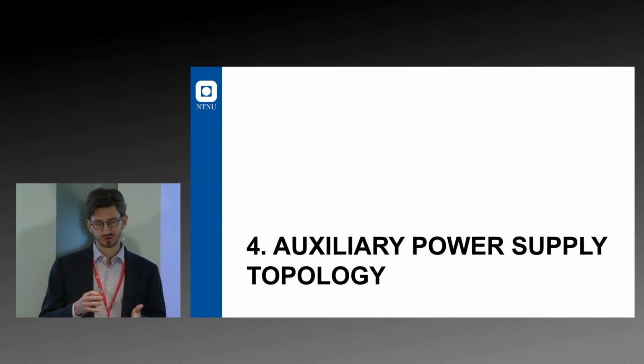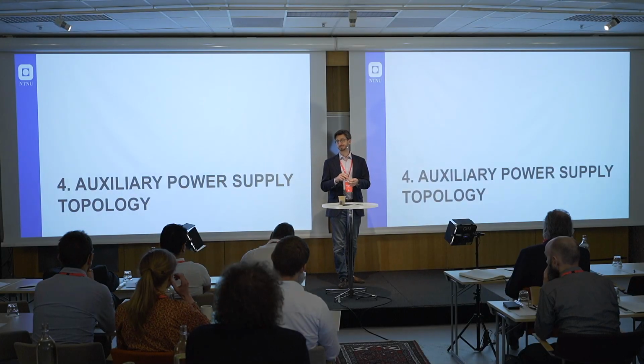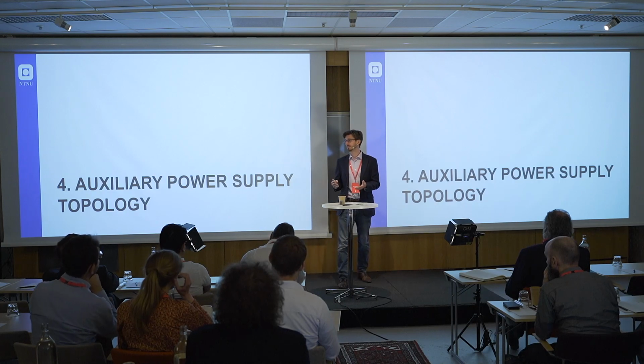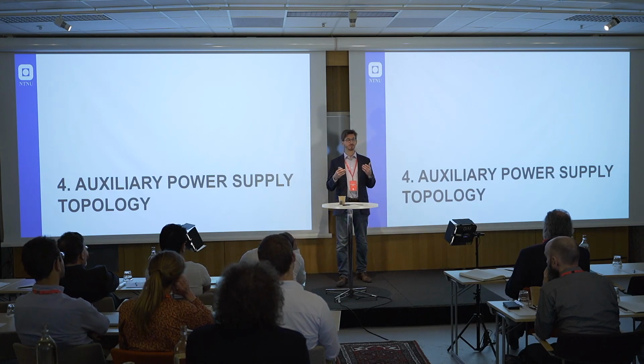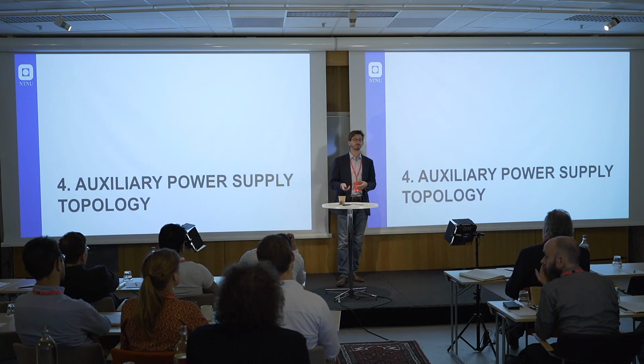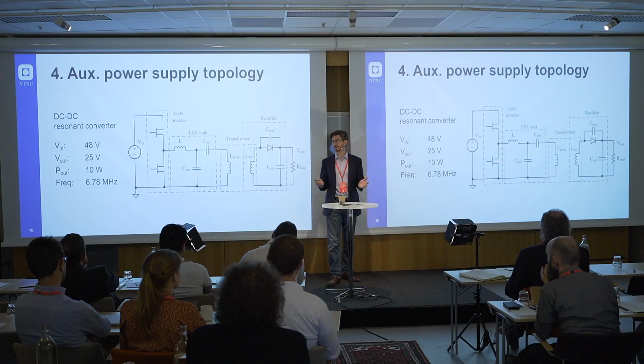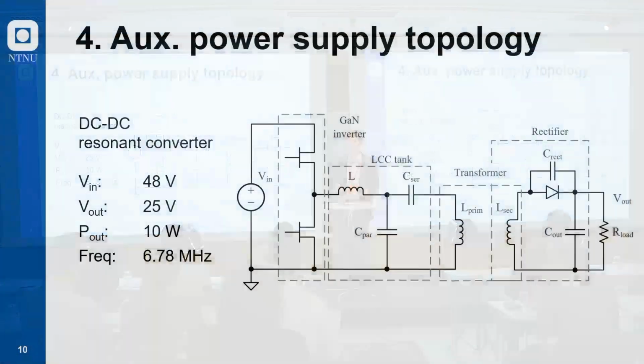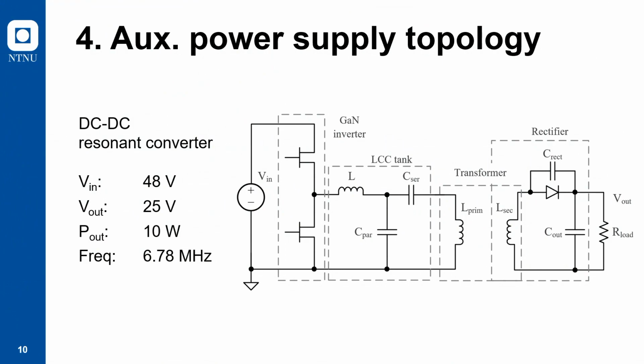So we showed that the transformer concept can work for the voltage level that we're targeting, but now we have a coreless design, so we have a very high leakage inductance. And so we have to incorporate that into the topology choice for the auxiliary power converter, among other things that we want from it. So I'm just going to show you quickly the overview of the topology that we chose, and then I'll say why we chose it.